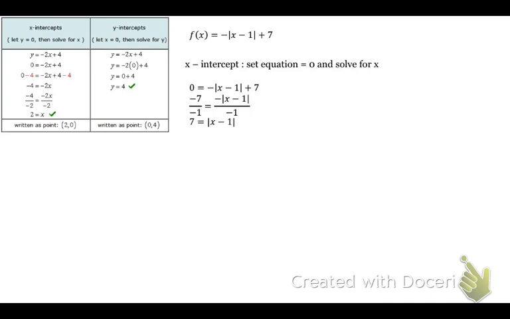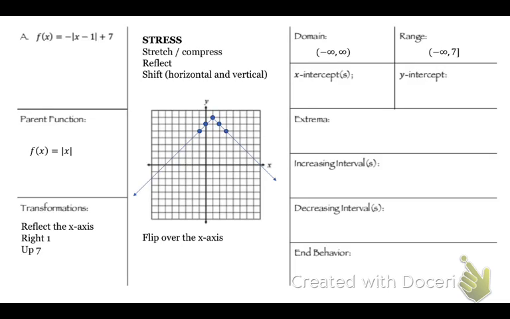You have absolute value, so there's two different ones. So we have x minus 1 equals 7 and x minus 1 equals negative 7. From that one you get x equals 8. That one you get x equals negative 6. So we have two x-intercepts at (8, 0) and (negative 6, 0). Okay, and you can look at our graph, you can tell that those are the two.